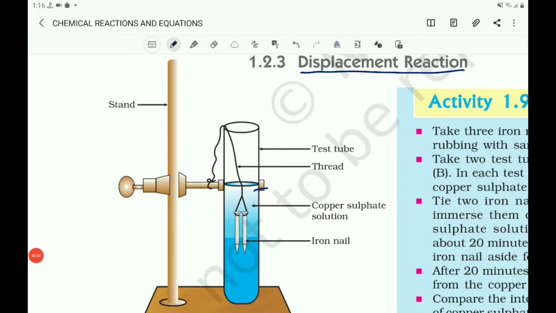Children, it is a continuation of the chapter Chemical Reactions and Equations. Now let us discuss the third type of chemical reaction, that is the displacement reaction. So you do an activity for this reaction.